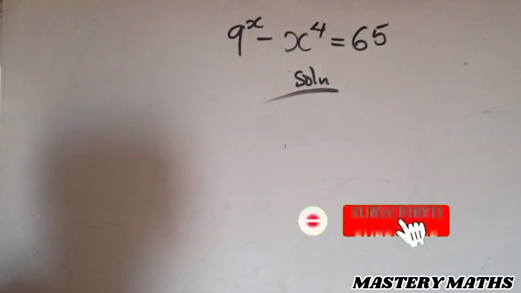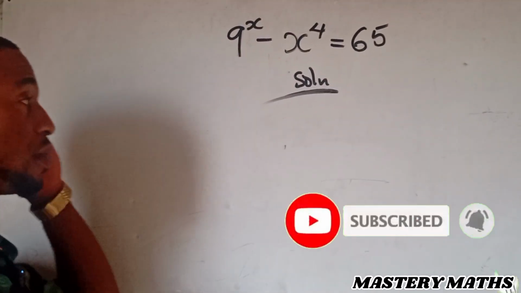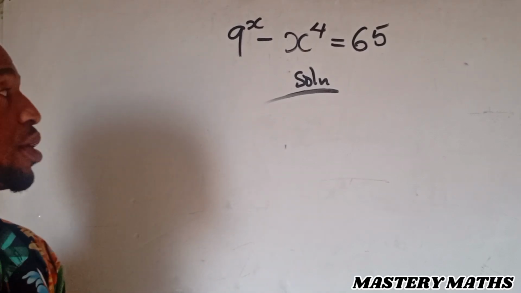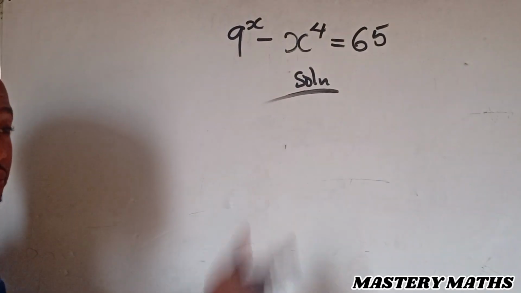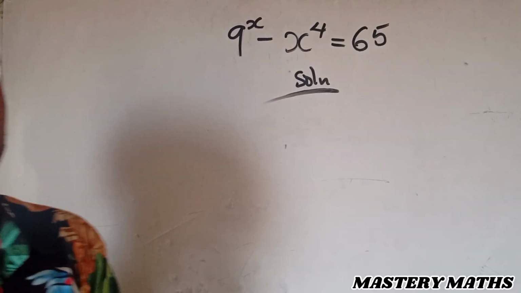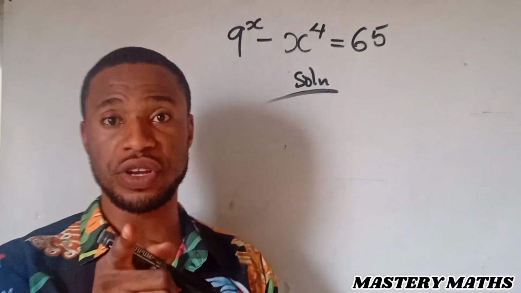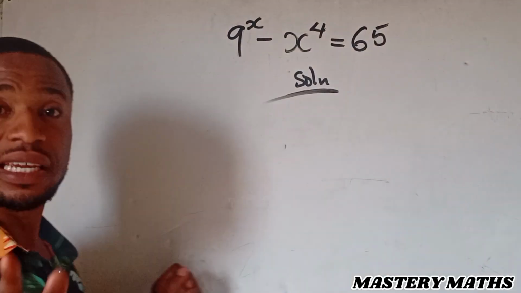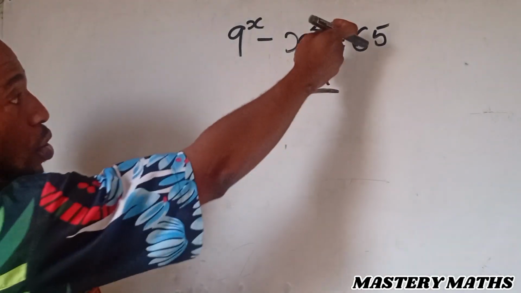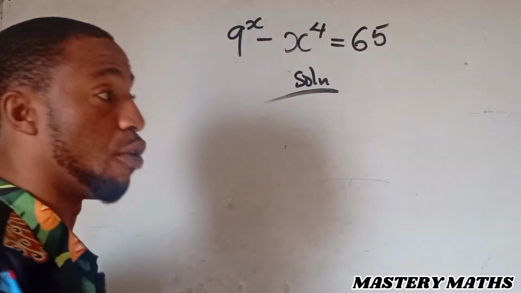On the board, we have an exponential problem which we need to solve. We have to look for the value of x. Now, how do we get the value of x? To get the value of x, first of all, we look for the square root of 9, and also the square root of 4.